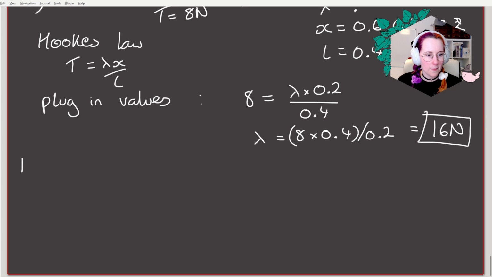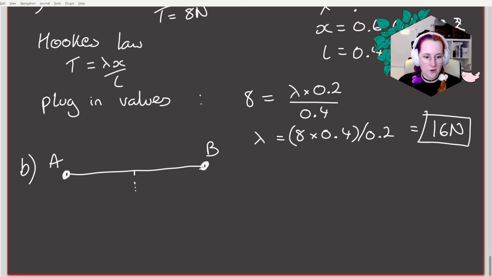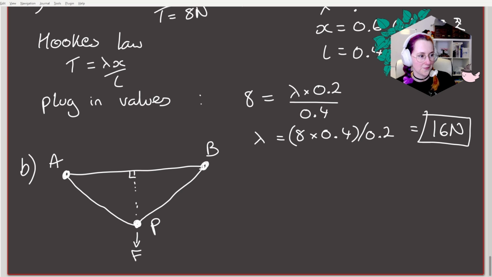So that's part A. Part B was where we then had this mad deformation thing happening. So we have our AB, but now we have a secret third point. We now have a new point with a particle, and we're told that this is pulled this way.